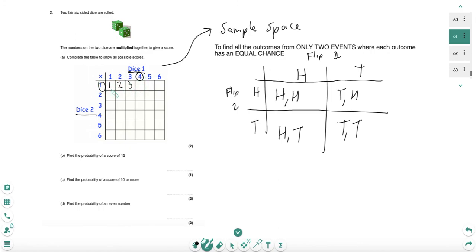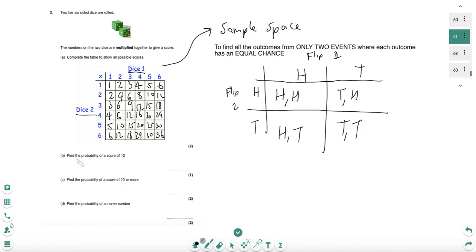So 4 times 1, 4, 5, 6. 1 times 2, 2 times 2, 6, 8, 10, 12. 1 times 3, 2 times 3, 3 times 3. 4 times tables. 30, and then a 6, and then a 6 you get 36. So we've found all the possible outcomes or scores you can get from rolling 2 dice and then multiplying the scores.